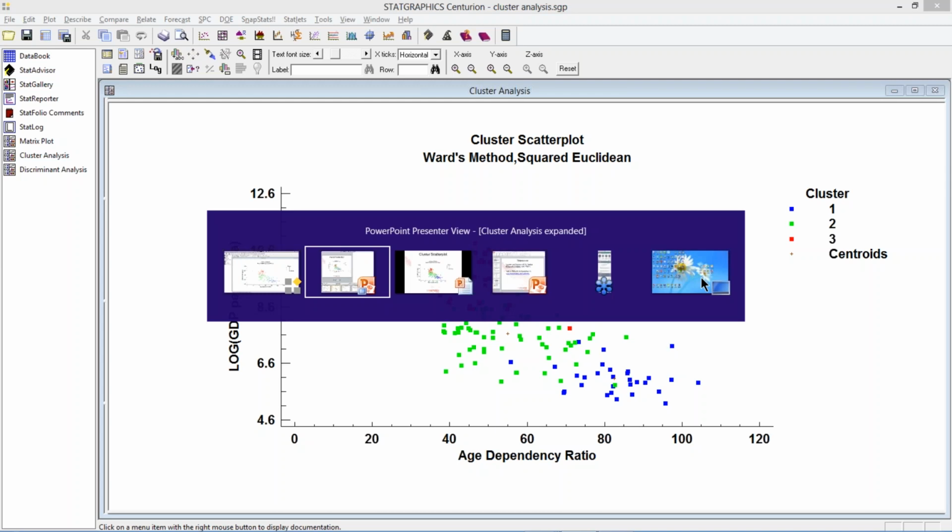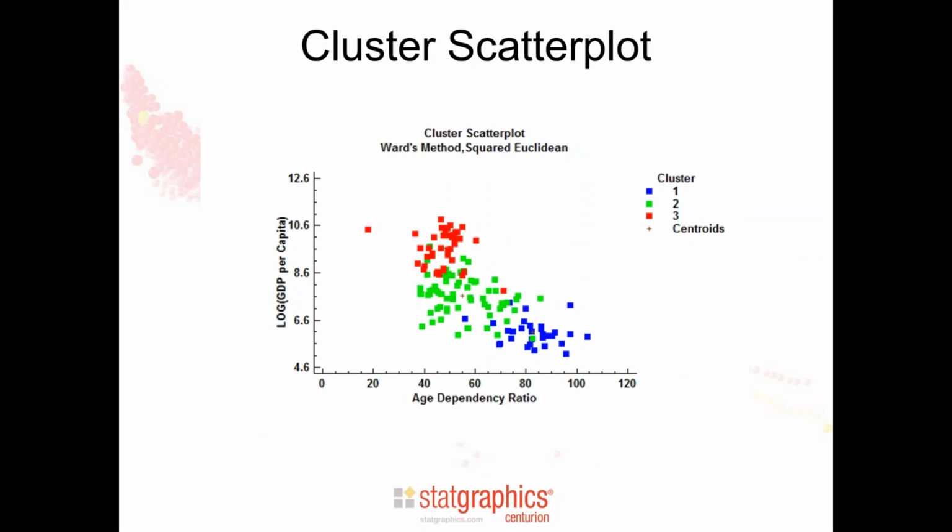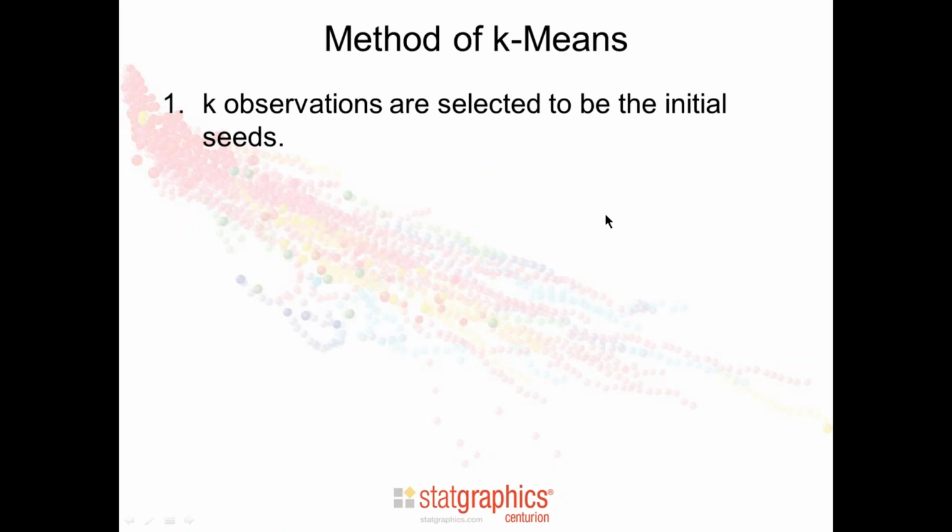Okay. And again now, this was all part of the hierarchical, the agglomerative hierarchical clustering method. Now, there's a second method of cluster analysis that has become very, very popular in recent years. It's called the method of k-means. The method of k-means is somewhat different than the hierarchical method. Rather than starting with n clusters, 141 clusters, and combining them step by step by step.